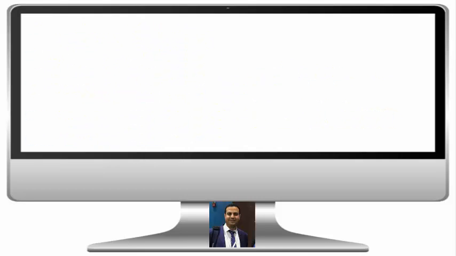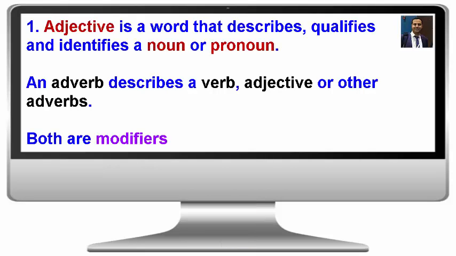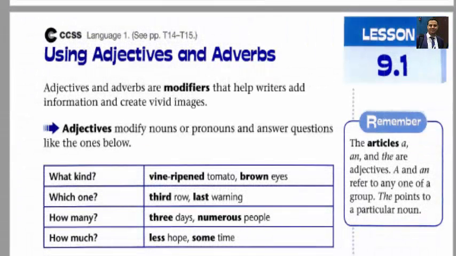Let's get started. What's an adjective? An adjective is a word that describes or identifies a noun or a pronoun. And what's an adverb? It is a word that describes a verb or maybe an adjective or another adverb. How are they similar? Both of them are considered modifiers. They describe. Adjectives and adverbs are modifiers that help writers add information and create vivid, clear, descriptive images.